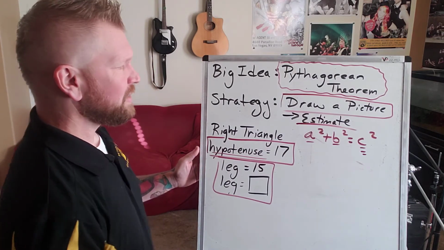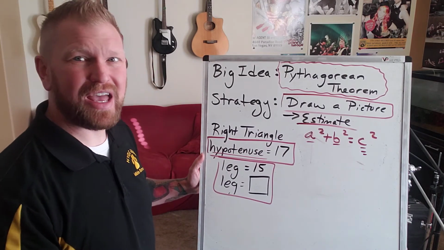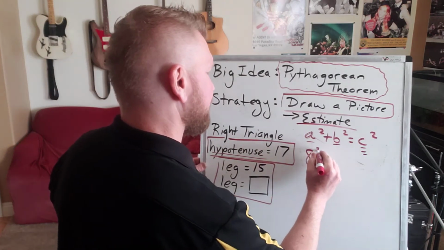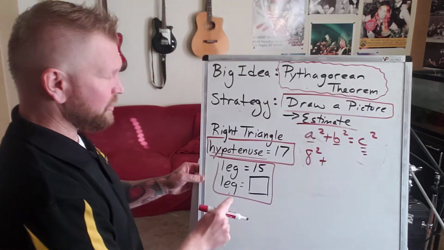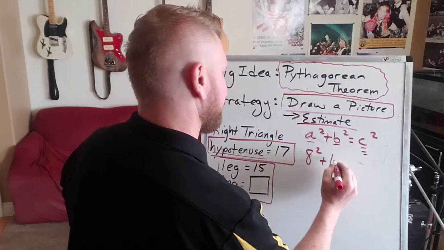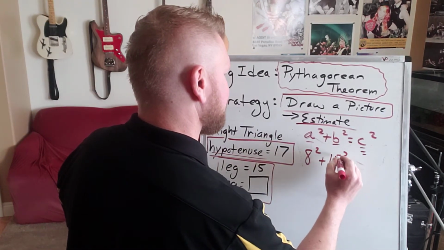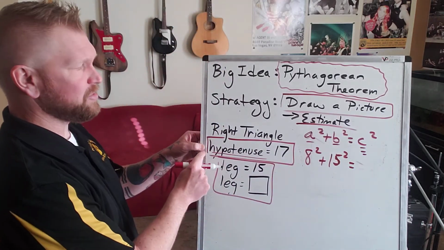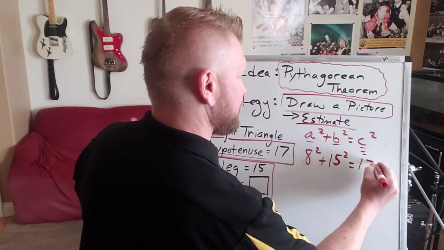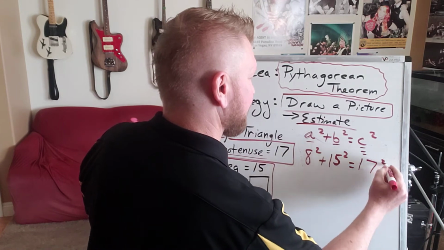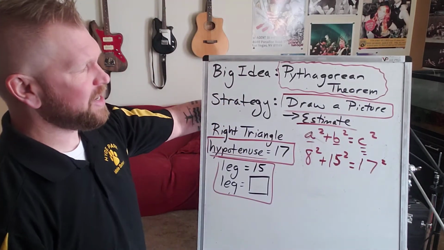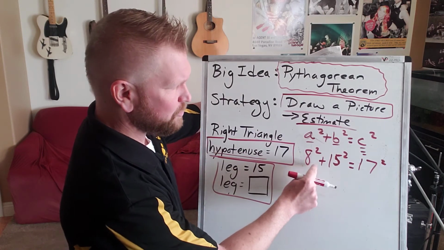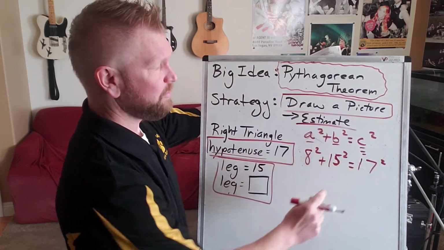All right, so let's use guess and check. We guessed that it was 8 out of all those possible answers. So let's take 8 and we'll plug it in for a. The other leg is 15, so we'll put 15 there. And we'll see if this equals c squared. And again, c has to be the hypotenuse, the longest side, which is 17 right there. We're guessing that 8 is right. If this plus this does equal this, then we know we've got it right.